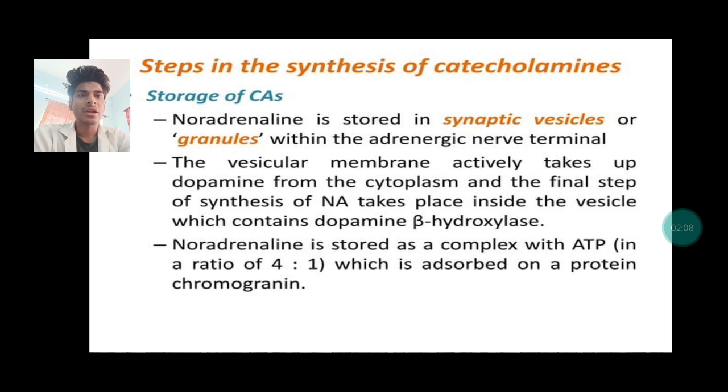Storage of catecholamines. Noradrenaline is stored in the synaptic vesicles or granules within the adrenergic nerve terminal. The vesicular membrane actively takes up the dopamine from the cytoplasm, and the final step of synthesis of noradrenaline takes place inside the vesicle, which contains dopamine beta hydroxylase. Noradrenaline is stored as a complex with ATP in the ratio 4:1, which is adsorbed on a protein chromogranin.